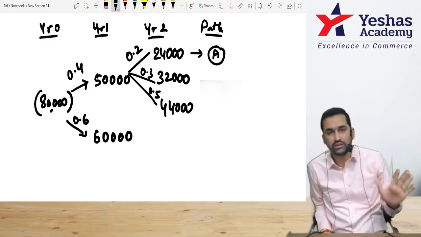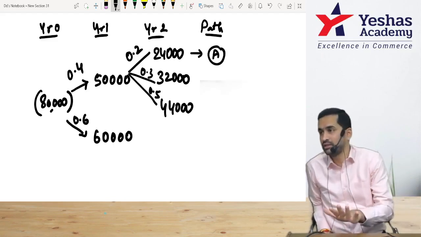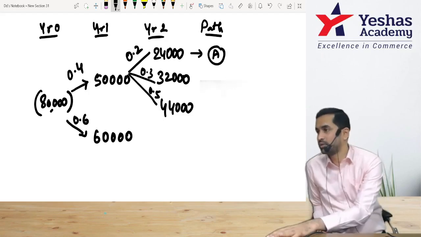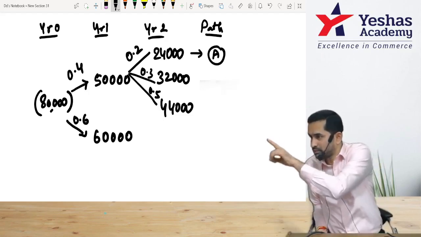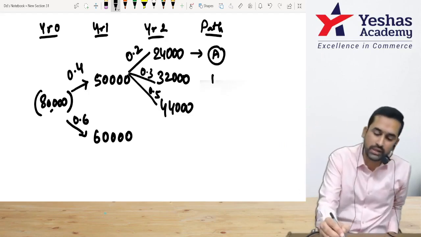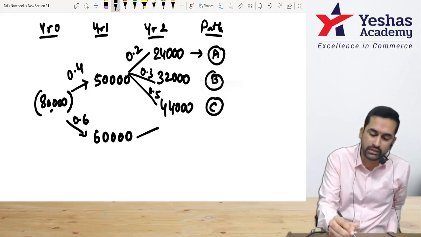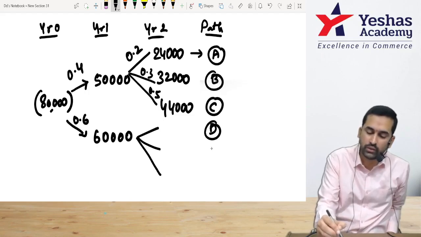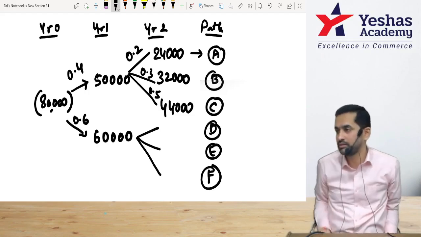I spend 80,000 in year 0, I earn 50,000 in first year, and I earn 24,000 in second year. If this becomes a reality, how much will be my NPV? But like this, you will have 6 paths now. Correct? Even this has 3 possibilities. Then you will have to work out the NPV for all possibilities.